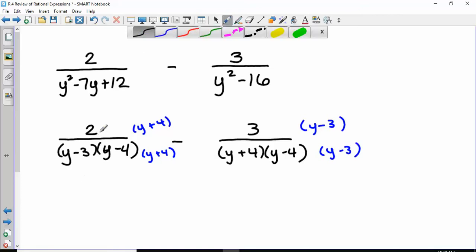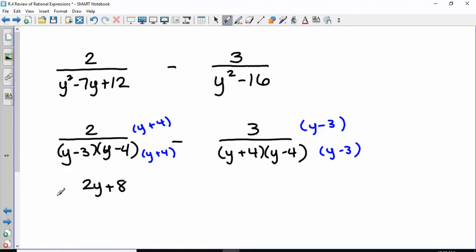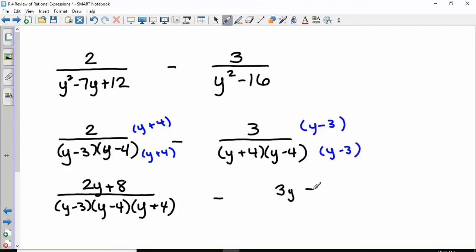So then, if I distribute by 2, we get 2y plus 8 over y minus 3, y minus 4, and y plus 4. It does not matter what order you write those parentheses in. You just have to have them. This one, that becomes a 3y minus 9.